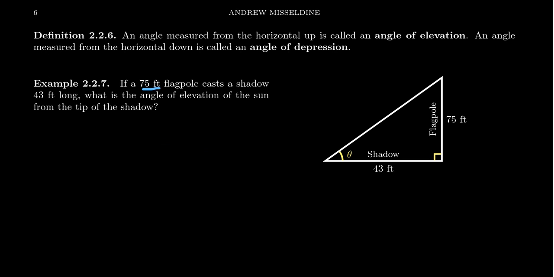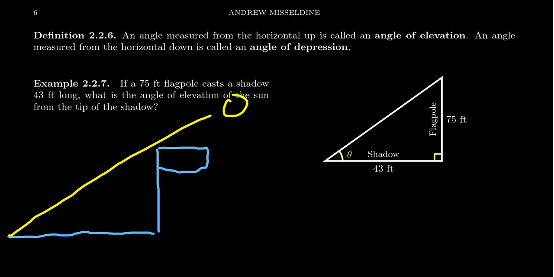So consider the following example. If a 75-foot flagpole casts a shadow 43 feet long, what is the angle of elevation of the sun from the tip of the shadow? Imagine we have our flagpole right here with our flag waving, and it casts a shadow on the ground. That shadow is a consequence of the sun beaming in the sky. We want to know what's the angle of elevation caused by the sun in this situation. We know the flagpole is 75 feet tall, and we can measure the length of the shadow using a measuring tape. The shadow is 43 feet long.